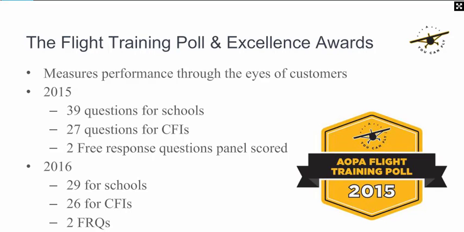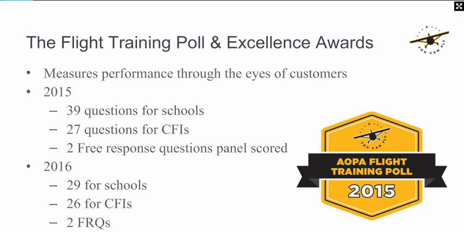So last year we had 39 questions for schools, 27 for CFIs, and 2 free response questions. The free response questions were mainly used to help us figure out who in that best category, who the best were. The 39 questions and the 27 for CFIs, we use those as an objective level: how well did you do? And then we took the schools that rose to the top, and from those looked at their free response questions to help us determine if they fit into the outstanding category, and also into the best category.